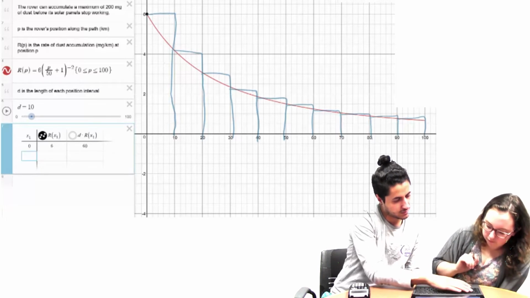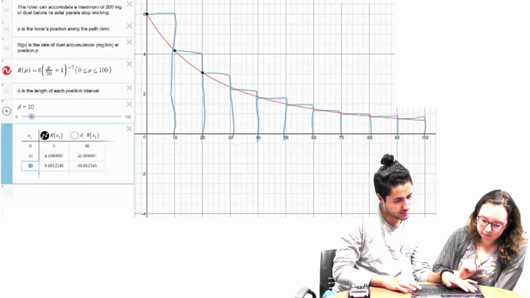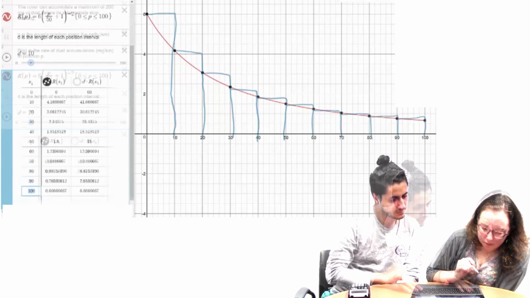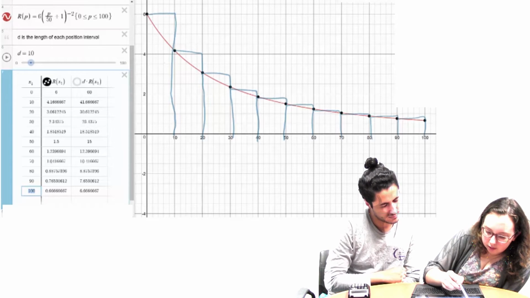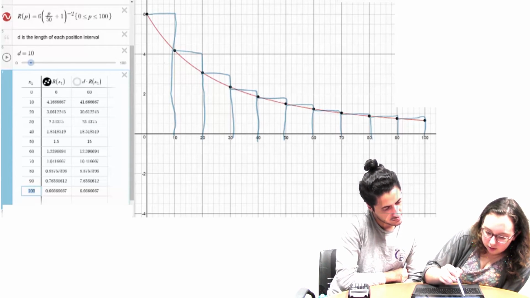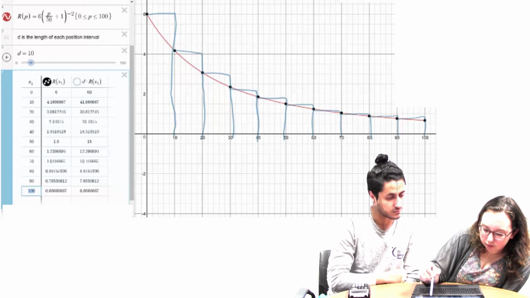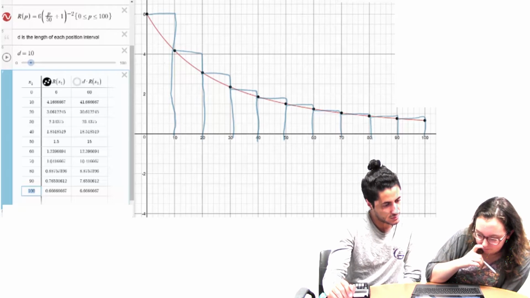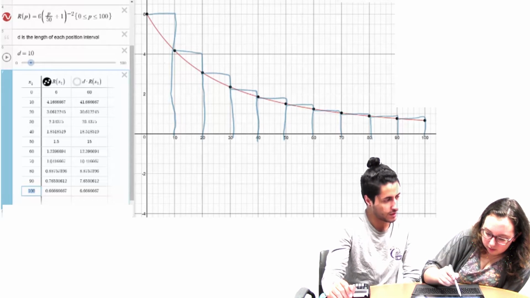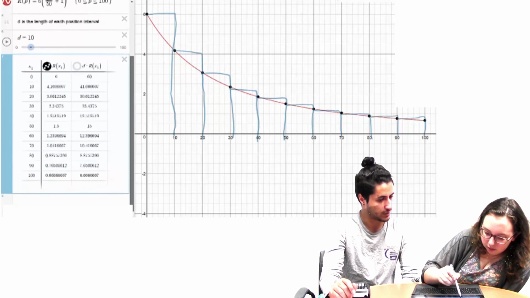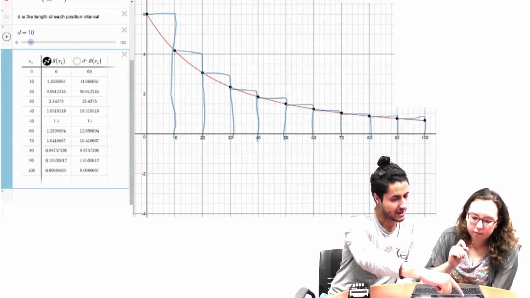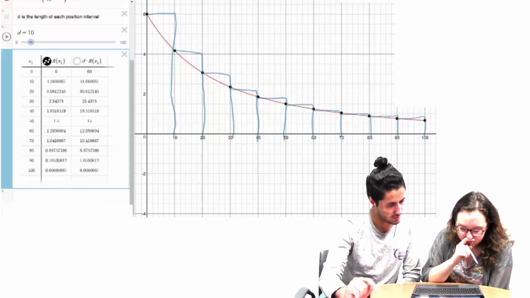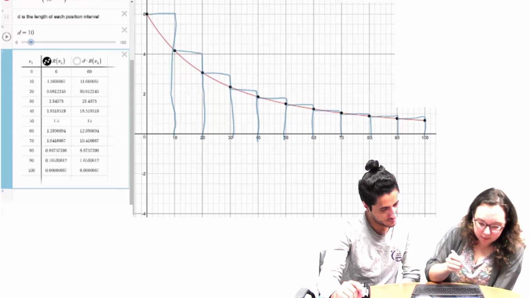Could you do this really quickly? So 10. So these values are going to be the area of the rectangles. And you were saying before that doing the Riemann sum, you would add up all the areas. So would you end up adding these up? Is that what you're doing? Okay.